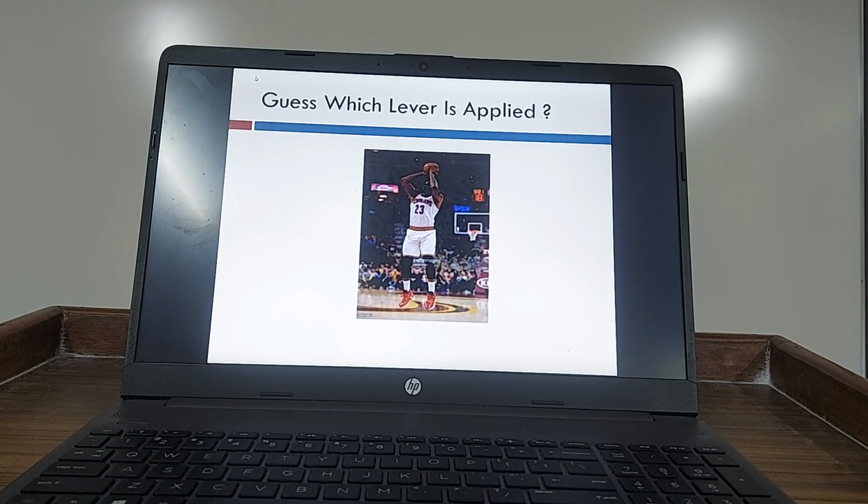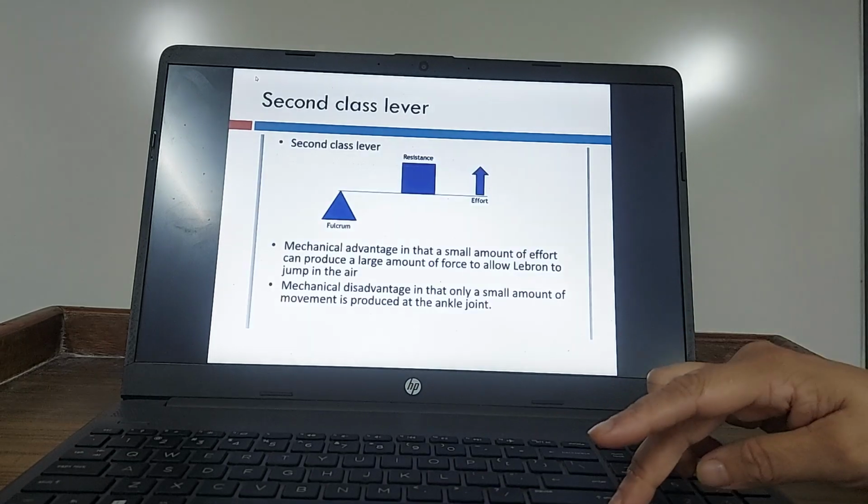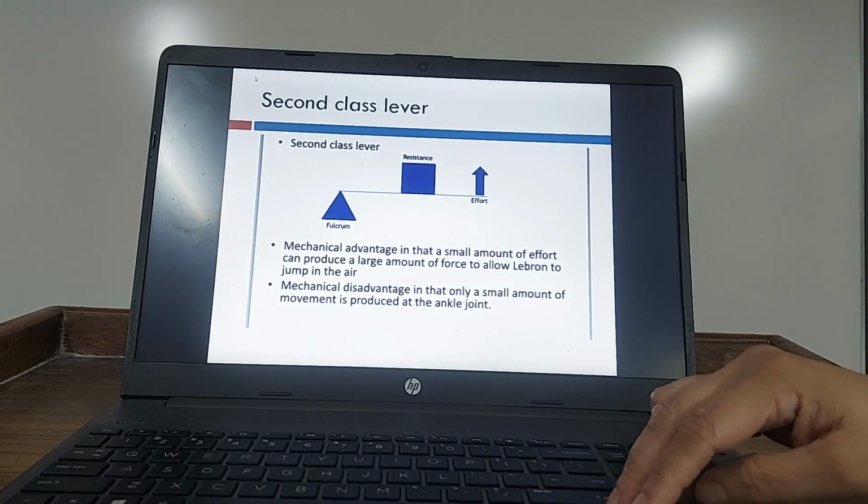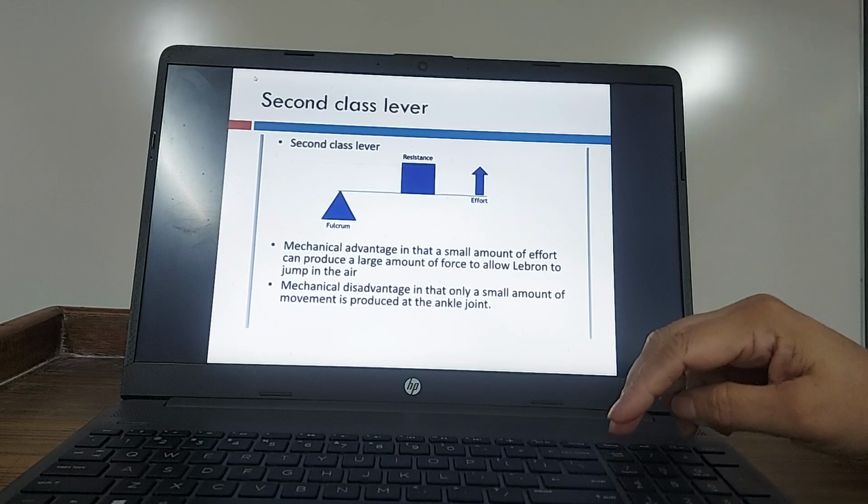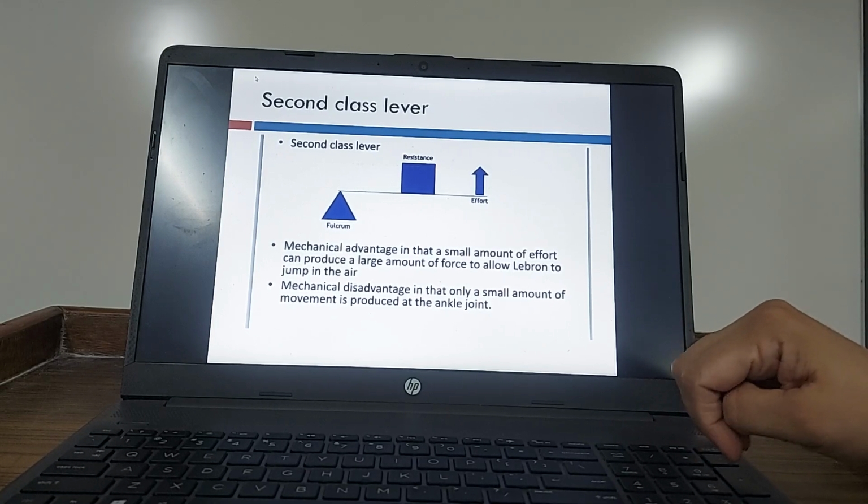He is a basketball player and he is jumping and about to place the ball in the basket. Now tell me the kind of lever. Which lever is applied? We discussed this. Now you guys know why it is a second order lever. Now it is the fulcrum. Again you see the second order lever is applied.